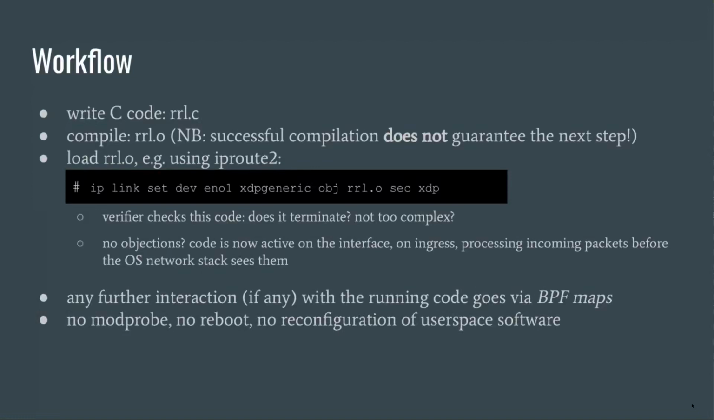And that makes perfect sense because you're trying to run arbitrary code in kernel space. We cannot have kernel panics just because you made a mistake in your piece of networking code that you try to load on the interface. If there's no objections by the verifier, the code is active on the interface, again, only on ingress, so incoming packets are processed by your just loaded code.